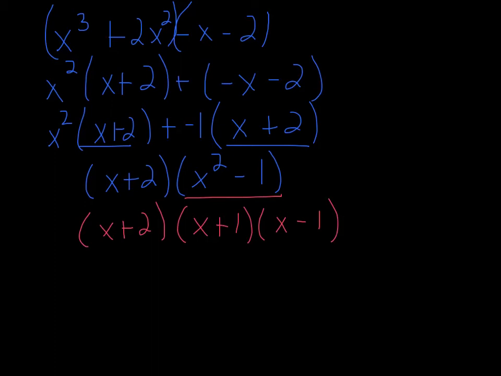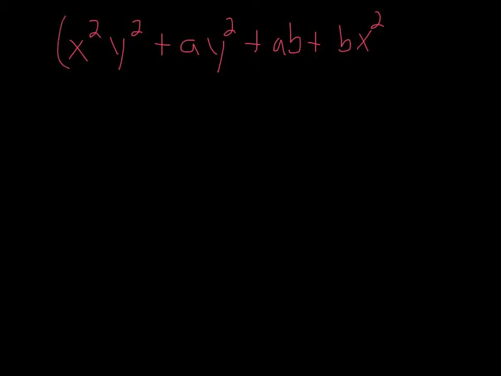All right, we have a couple more examples still. This time we have x squared y squared plus a y squared plus ab plus b x squared. Well, this is a little ugly, but I think we could still do it. So let's break it into two parts. Every time I pull from the top up there, it brings down this little bar that doesn't help me very much. So here we go.